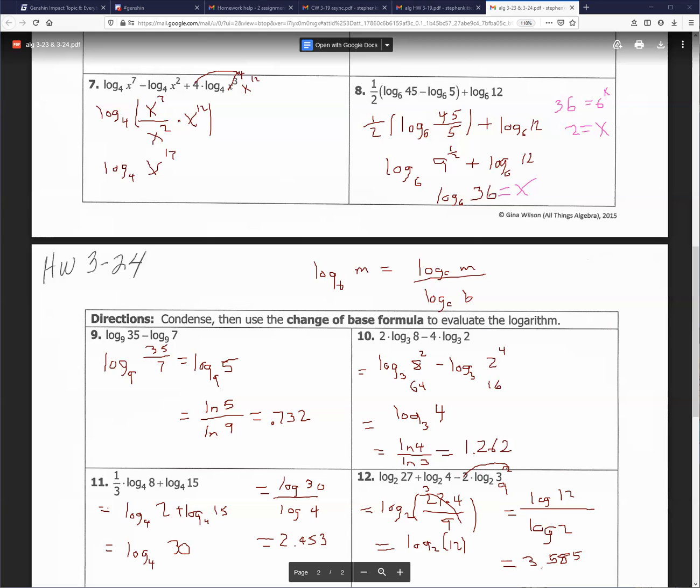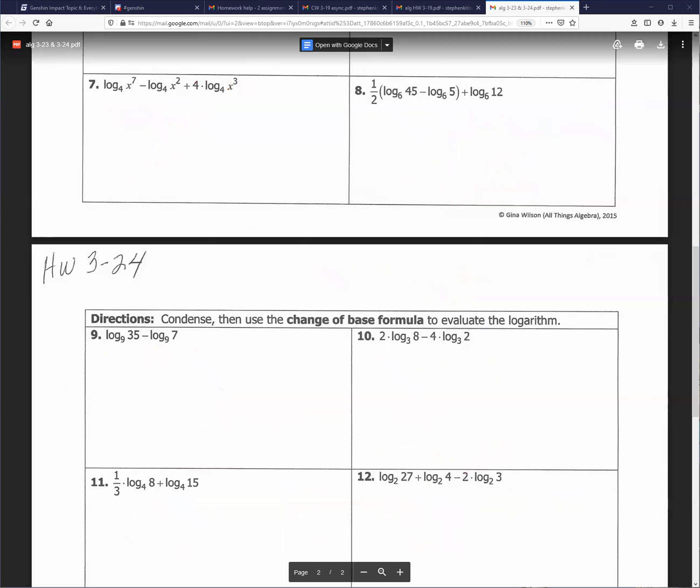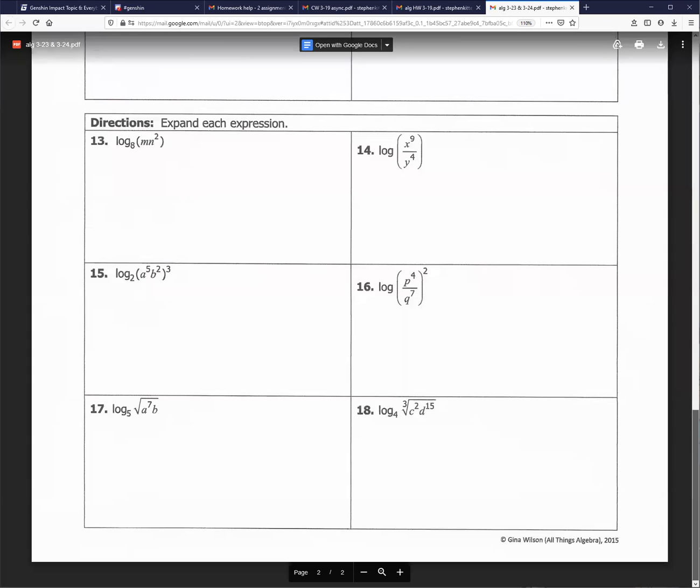We got 6 more to go. So I'm going to clear the screen. And we're going to scroll. Expand each expression. Okay, so now we're just taking our log properties and going in reverse. So these should be fairly easy. We're going to say log base 8 of m plus log base 8 of n squared. And then we'll use our power rule to bring that down. And so that becomes 2 log base 8 of n, and the other one stays the same.